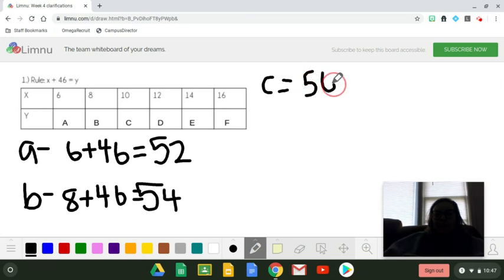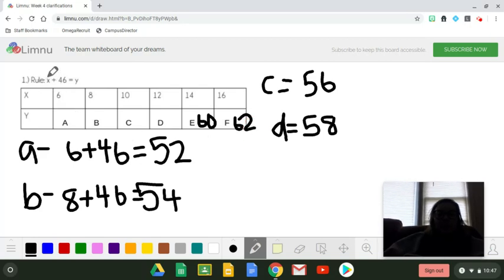And here you can start to see a pattern. If this goes up by 2 every time, 6, 8, 10, 12, 14, 16, then these are also going to go up by 2 every time, because no matter what, you're adding 46 to whatever this value is. So if we're just adding 2 more to this value, then we'll just continue to add 2 more to this value. So D would be equal to 58, right? Because 46 plus 10 plus 2 more is 58. Then E would equal 60. And then F would equal 62.